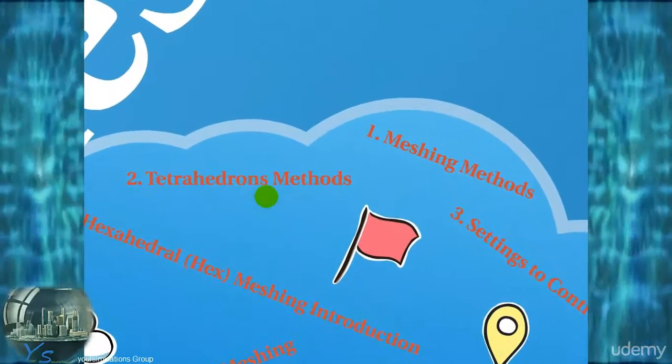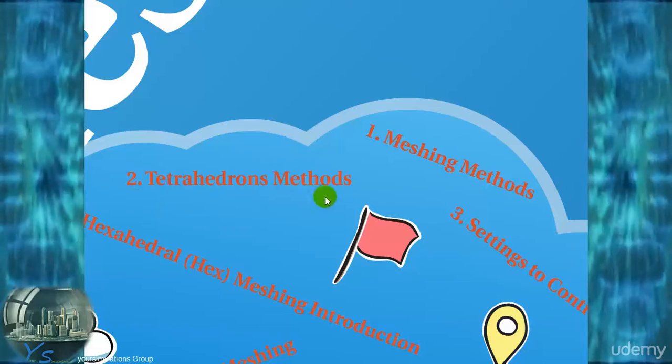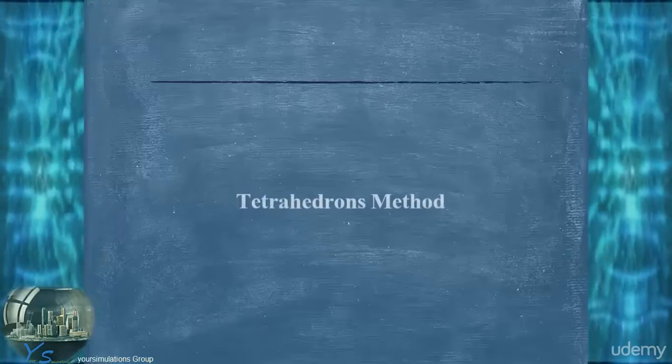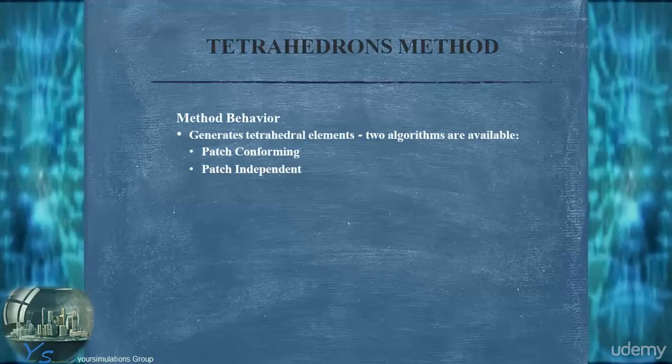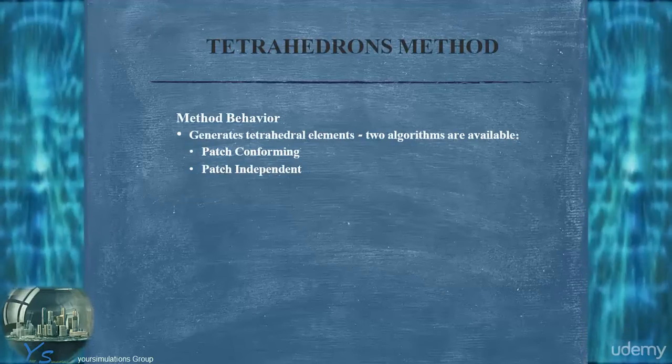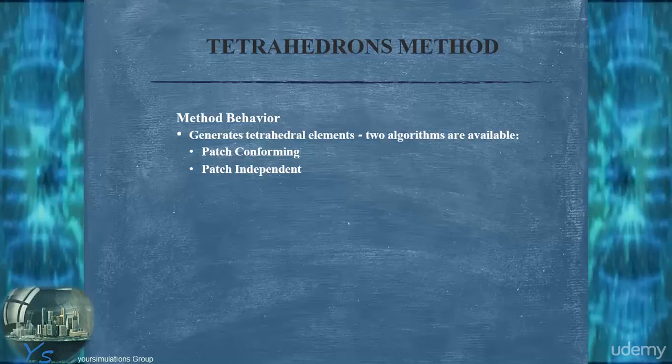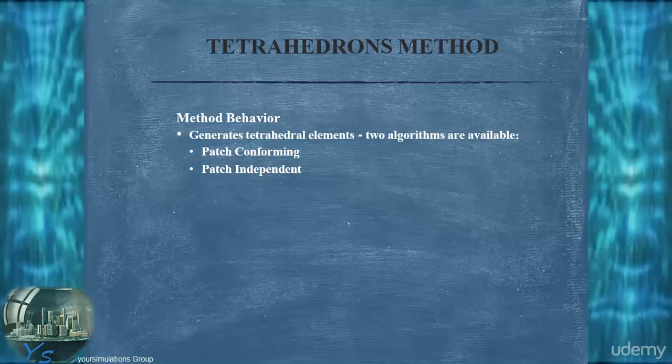First, we look at meshing methods to create tetrahedral elements. We have two main methods that are used to create tetrahedrons: patch conforming, which is the default for the automatic meshing, and patch independent, which is used for dirty geometry.